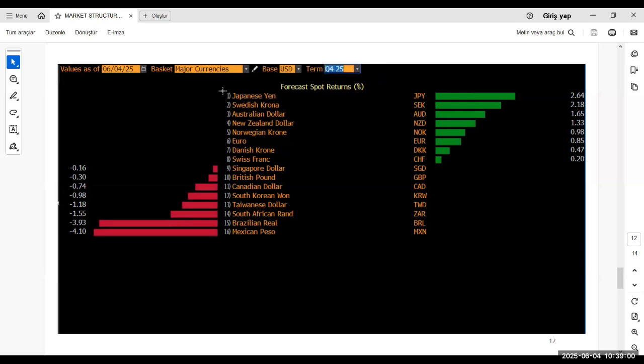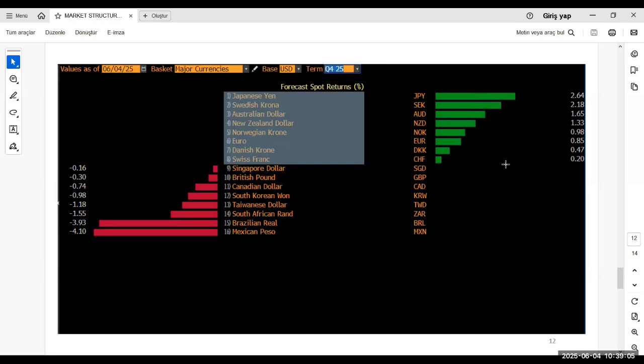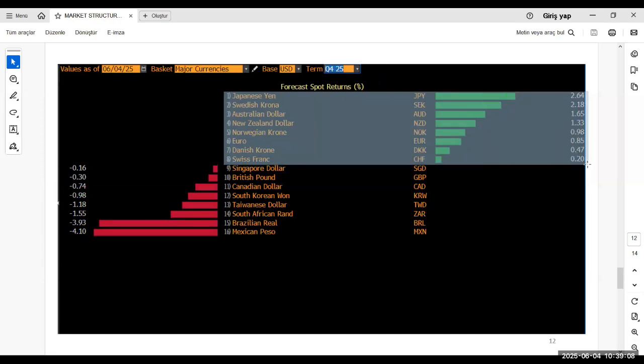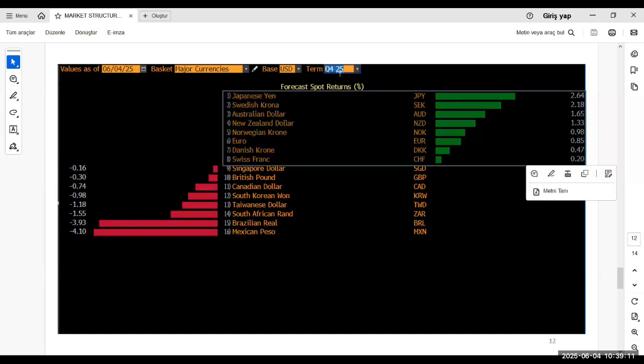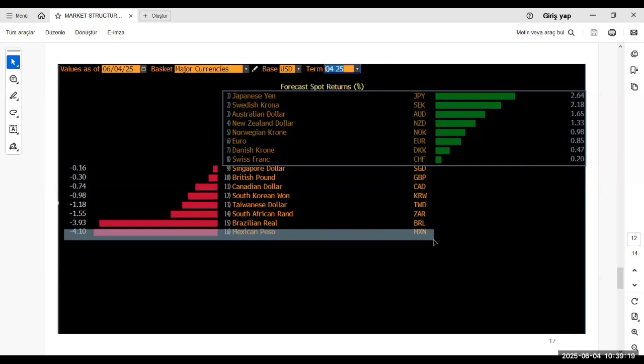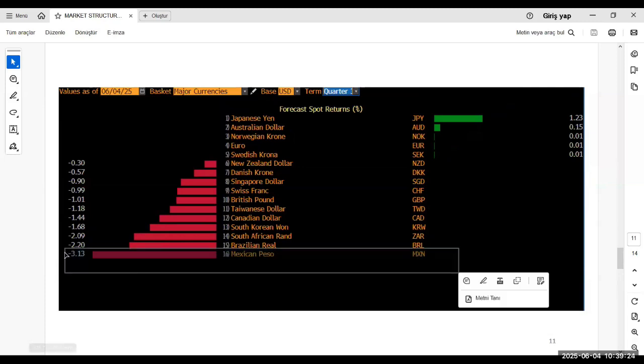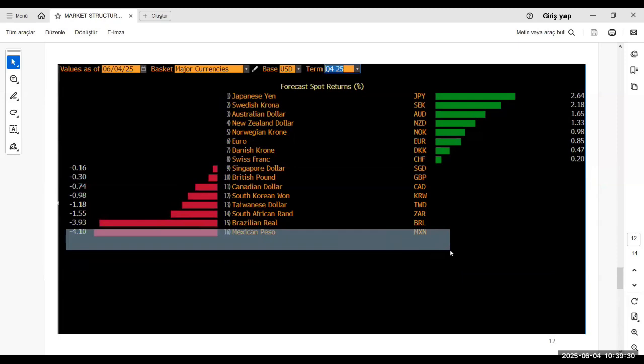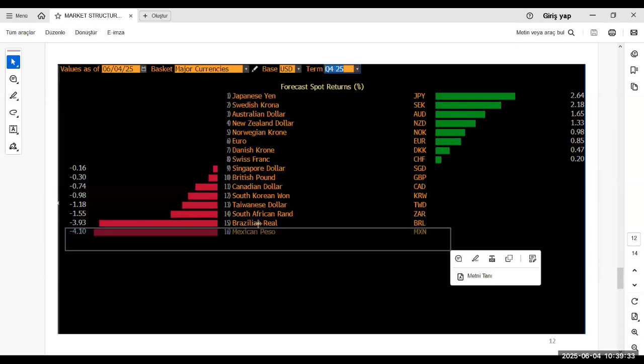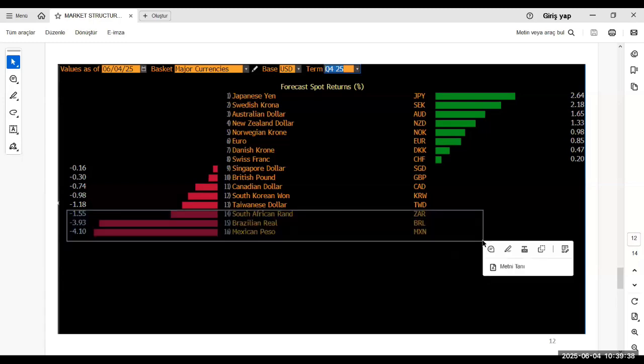Here, as you see, the Japanese yen, Swedish krona, Australian dollar, New Zealand dollar, Danish krone, Swiss franc, all these currencies are getting strength, appreciating against the United States dollar during the 6 months. But what is happening to the Mexican peso? It is depreciating further, because please look at it here. For the third quarter, the depreciation is 3%. For the whole of the year, depreciation is approximately 4%. For the Brazilian real, for the South African rand, almost all these emerging markets are depreciating.